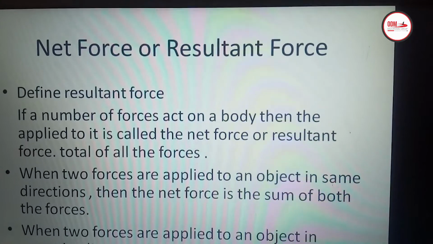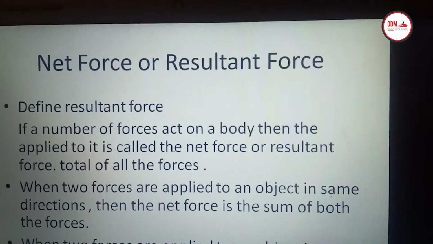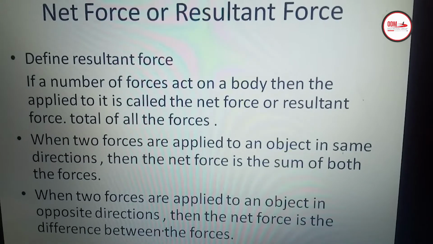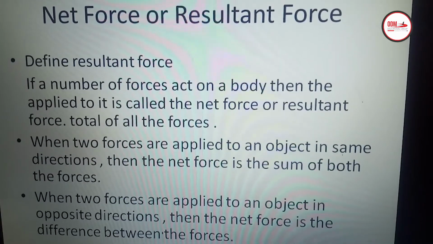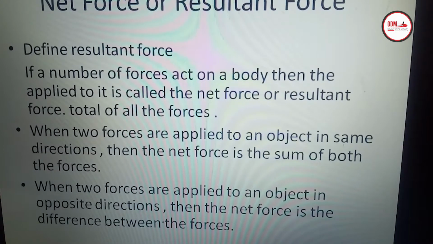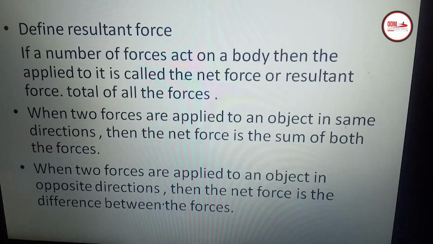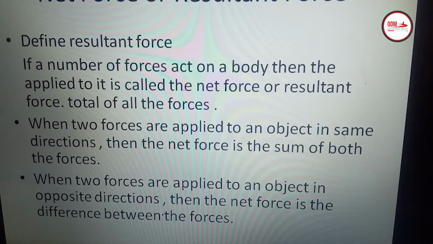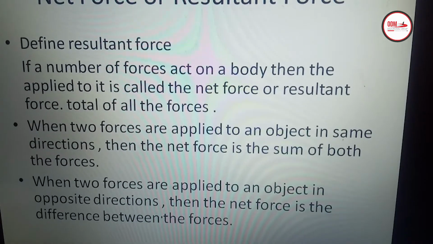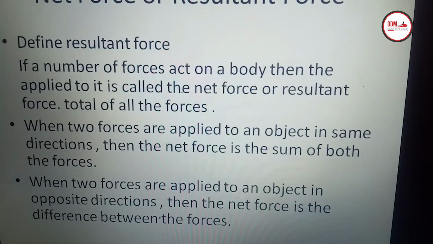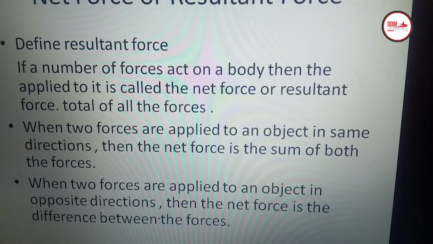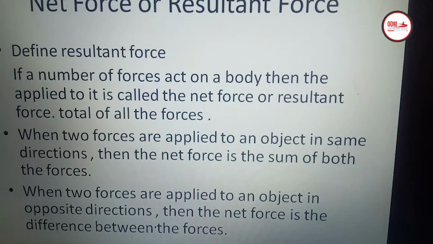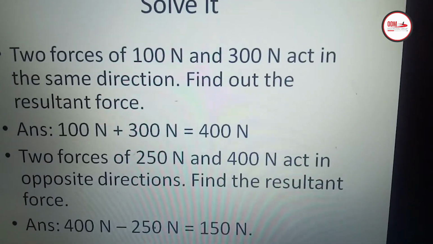Children, first of all we have to define the resultant force. If a number of forces act on a body, then we have to calculate the net force or resultant force. That is the total of all the forces. When two forces are applied to an object in the same direction, then the net force is the sum of both the forces, meaning we have to add both the forces. Similarly, when two forces are applied to an object in opposite directions, then the net force is the difference of the two forces, meaning we have to do subtraction.